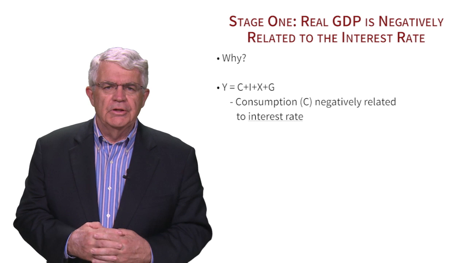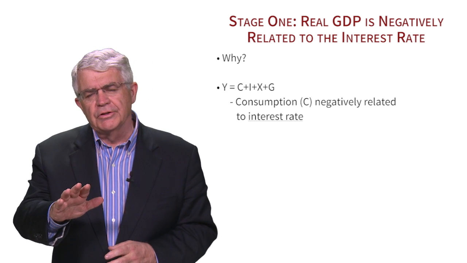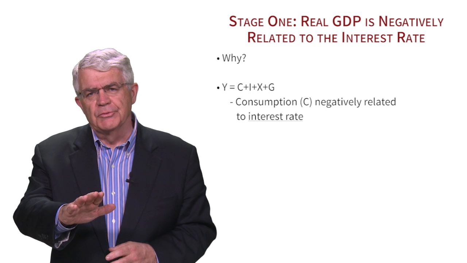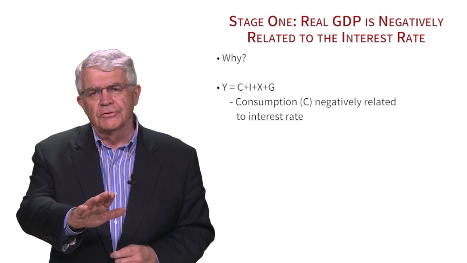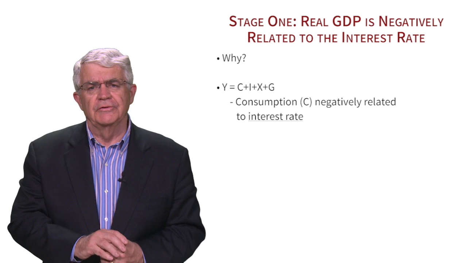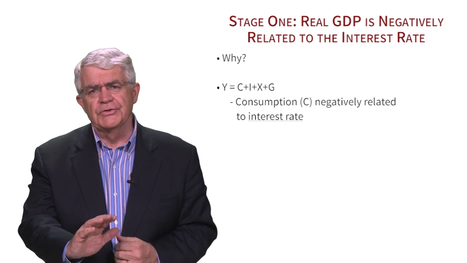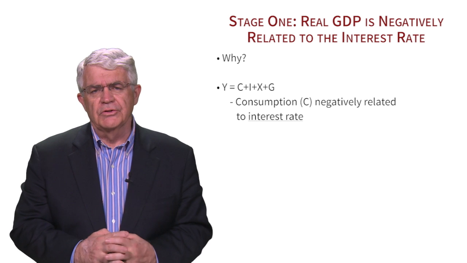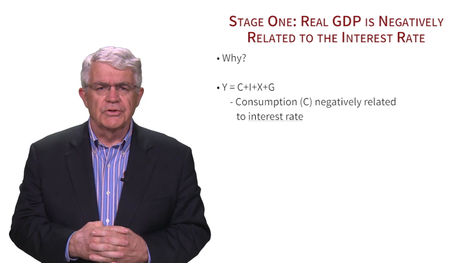But recall, consumption depends negatively on the interest rate because a higher interest rate really makes future consumption relatively cheap. You can put your money away and get a higher return. So future consumption becomes relatively less expensive, and people will reduce their current consumption and try to increase their consumption in the future. So consumption goes down when the interest rate goes up.